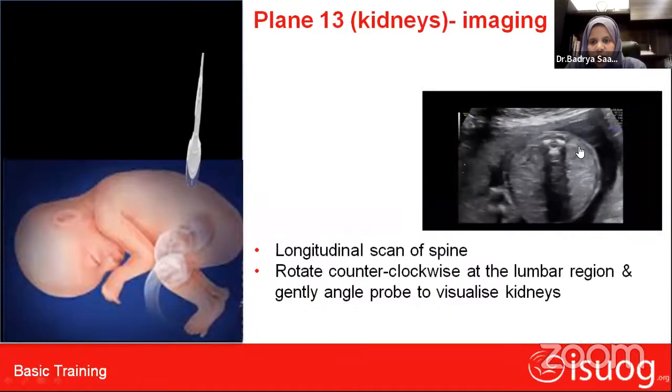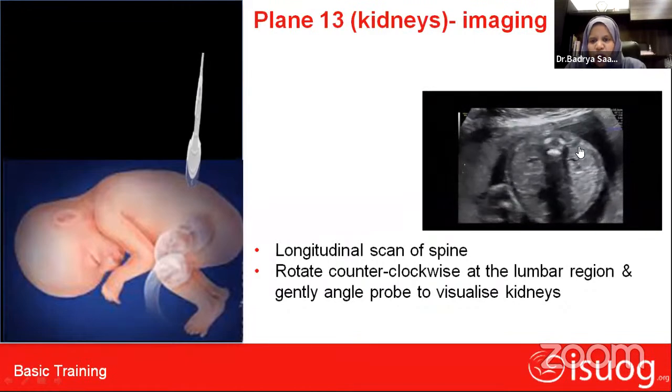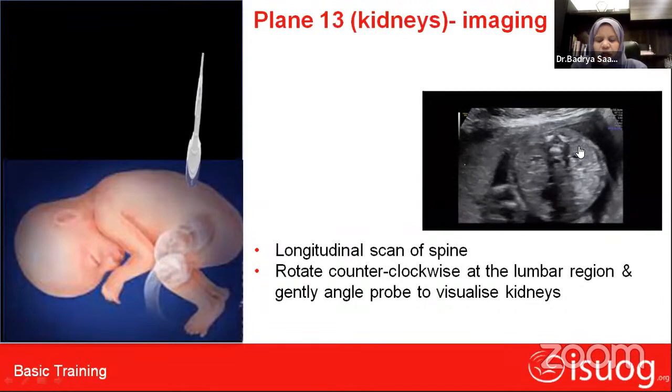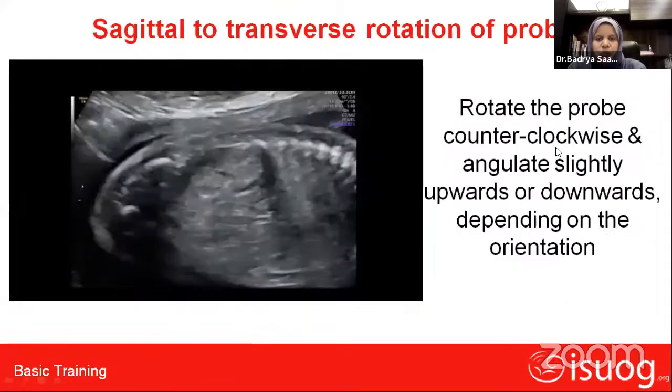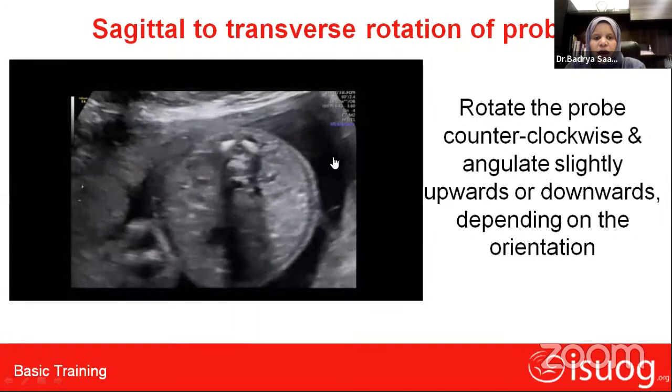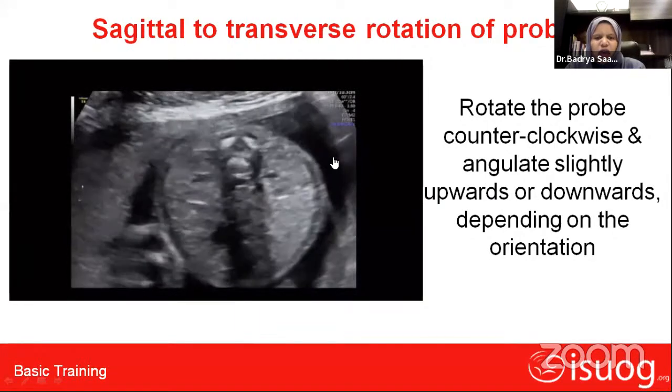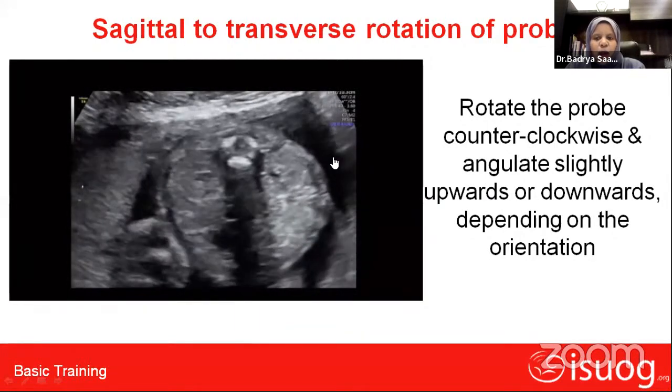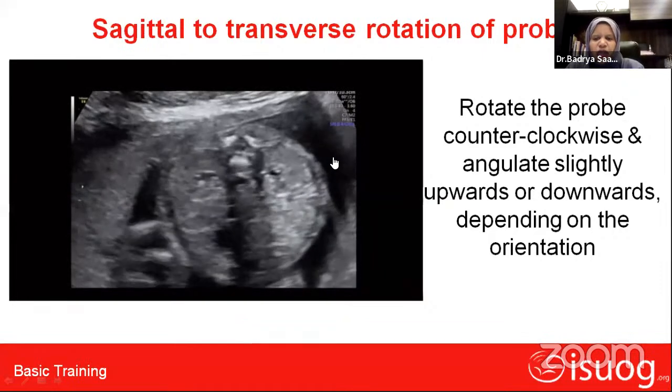Here you get the transverse section of both kidneys, with the vertebra in the center, where you can see the three ossification centers of the bone, and each kidney on each side of that vertebra. This is the same demonstration of rotating the probe counterclockwise and angulating slightly, either upwards or downwards, depending on the orientation.